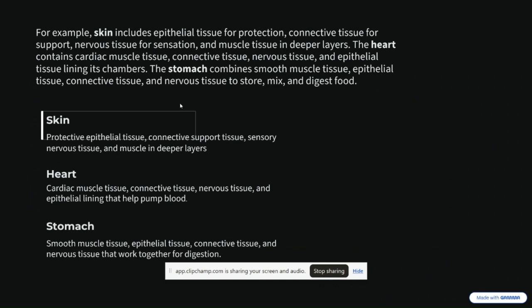So various types of tissues are present in one organ, but they are doing specific functions. Like in skin, protective epithelial tissues are present, connective support tissues are present, sensory nervous tissues are present, and muscles in deeper layers are present. In the heart, cardiac muscle tissues, connective tissue, nervous tissue, and epithelial lining are present that help pump blood. In the stomach, muscle tissues, epithelial tissue, connective tissue, and nervous tissue work together for digestion.